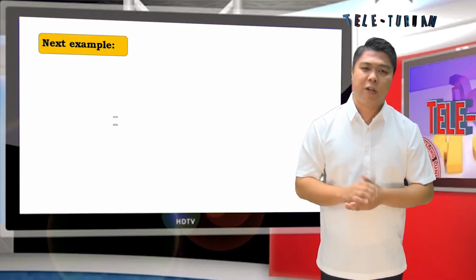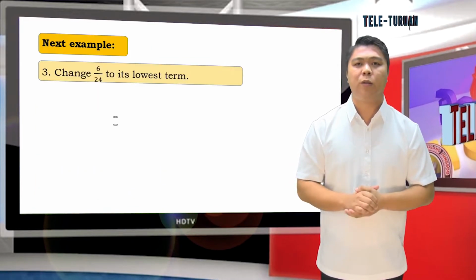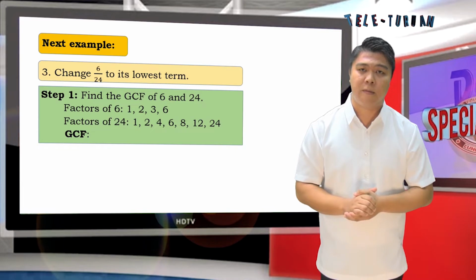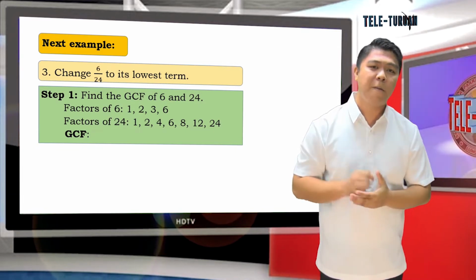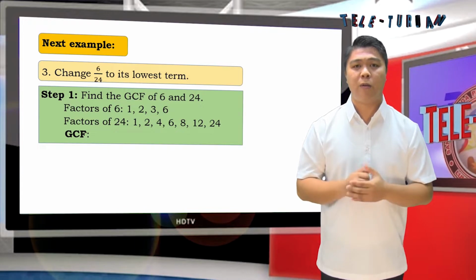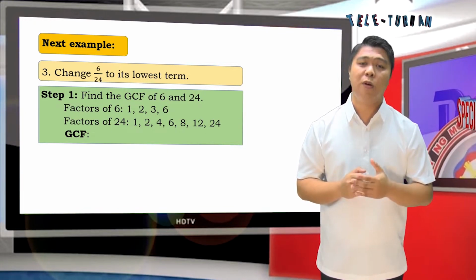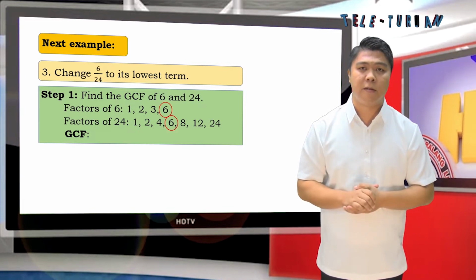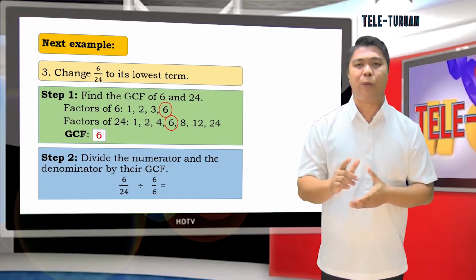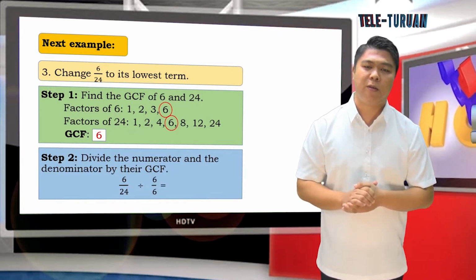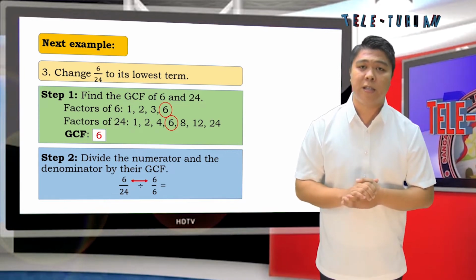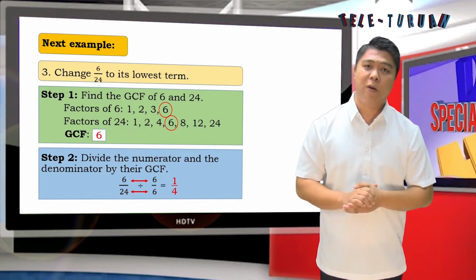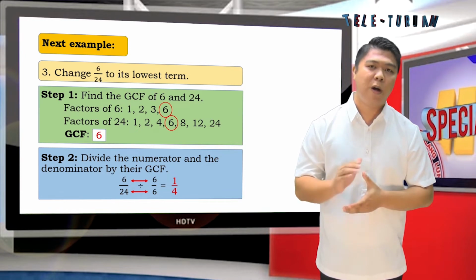Let's have another one. Change 6 over 24 to its lowest term. Step 1. Find the GCF of 6 and 24. The factors of 6 are 1, 2, 3, and 6. The factors of 24 are 1, 2, 3, 4, 6, 8, 12, and 24. And their GCF is 6. Very good. Step 2. Divide the numerator and the denominator by their GCF. 6 divided by 6 is 1. 24 divided by 6 is 4. So, the lowest term of 6 over 24 is 1 over 4.